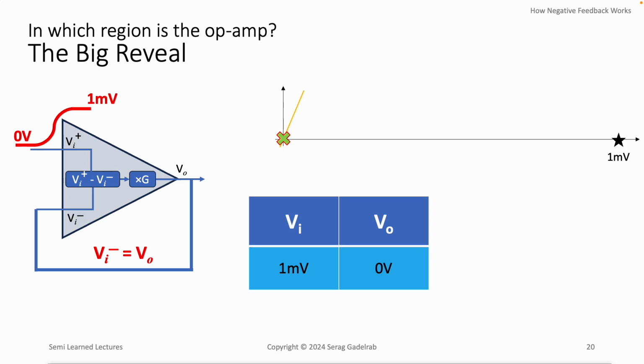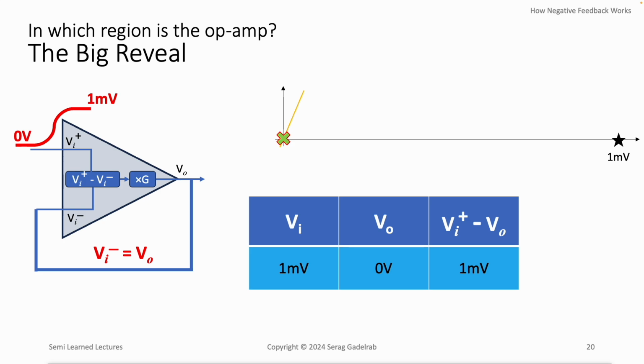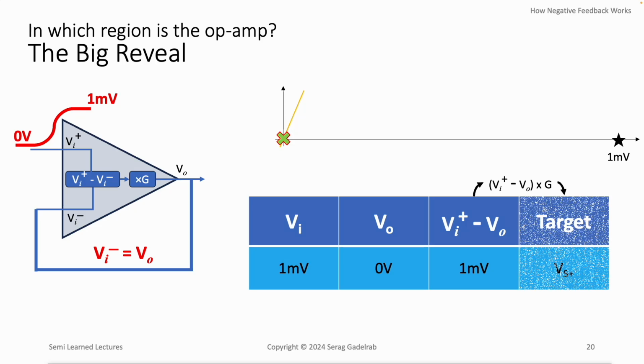To ascertain in which region the op-amp will operate, let's zoom in near the origin of the curve to see how much Vout will have to move away from 0 volts for the system to reach equilibrium. At the start, the difference between the output and the input is 1 millivolt, which, when multiplied by the gain, which is 100,000, will give us a target voltage of 100 volts. Now 100 volts is well beyond the supply voltage, and so the target for the output will just be the supply voltage.